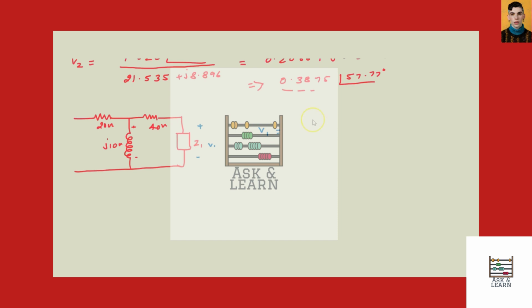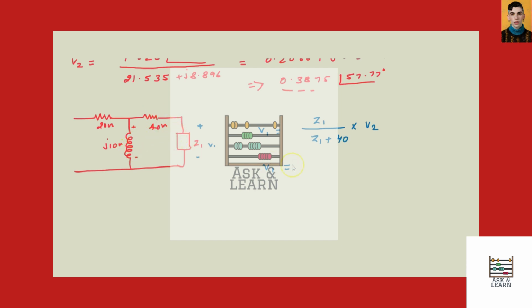Then V1 will be Z1 upon total impedance. Z1 upon total impedance. Total impedance is this branch circuit impedance plus this one. Okay, so it is Z1 plus 40, Z1 plus 40, multiplied by V2. Okay, so now by putting this value, V1 equals to 5, because this voltage is dropped across these two elements.